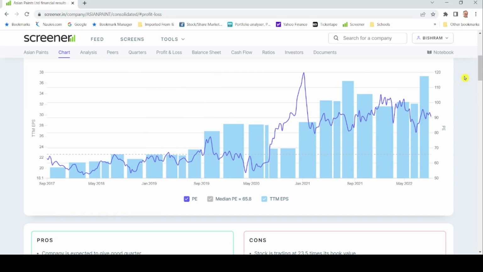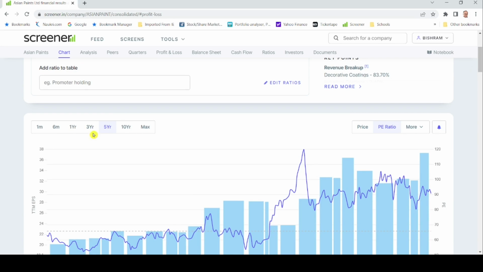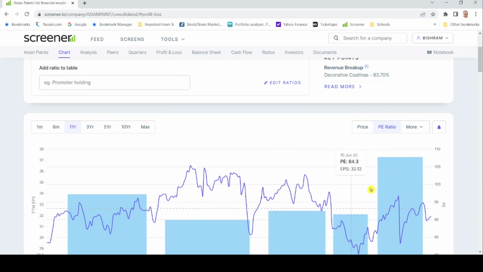So what you could do is, since this is a very good stock, let's look at the 1 year chart. In 1 year it is trading below the median P/E. So this means that of late Asian Paints has got a very good rating, and it will be difficult to get this stock at a very attractive price. So it is a good time to buy.